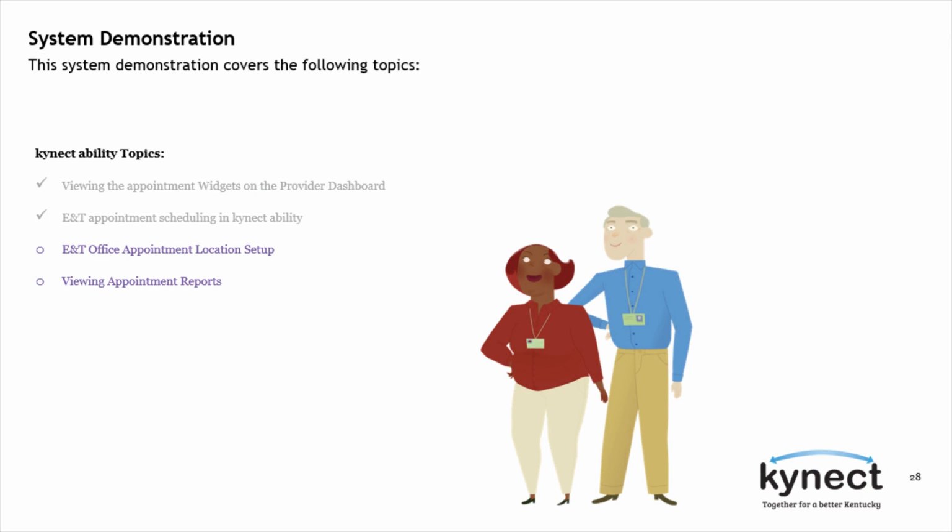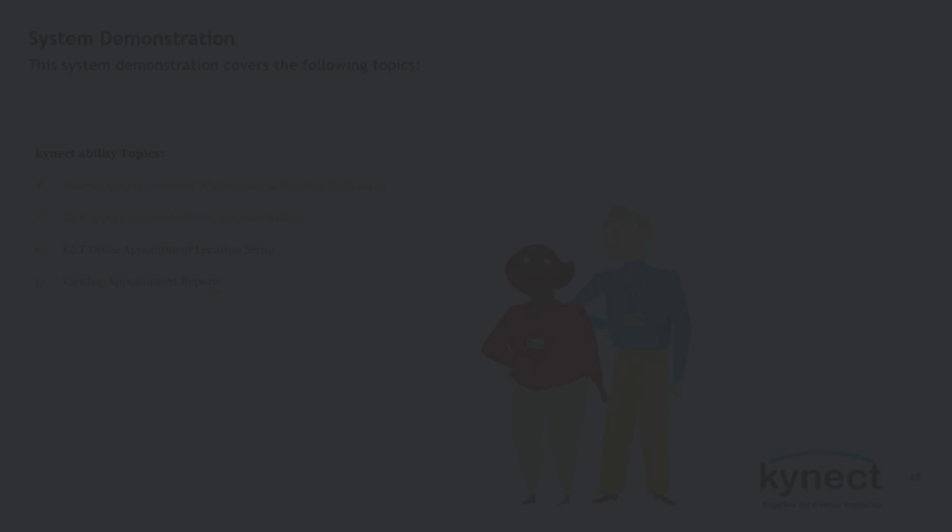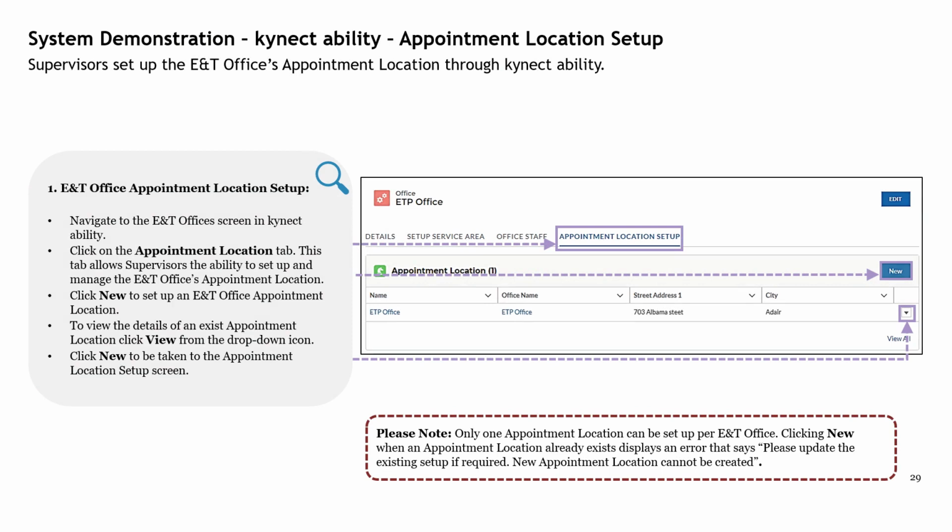During the next portion of the system demonstration, we will discuss the appointment location setup process for ENT offices. Supervisors may set up the ENT office's appointment location through Connectability by navigating to the ENT office's screen. Setting up an ENT office location will allow it to display on Connect benefits and Connectability as a location for ENT appointments. For Phase 1, locations will be automatically uploaded in the system, but additional details will still need to be validated and updated.